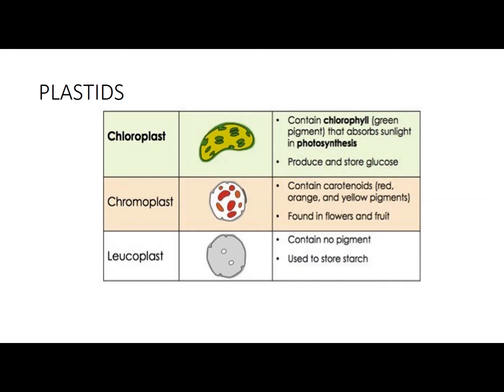The third one is leucoplast. Leucoplast is colorless, means it has no color, or you can say it is transparent. It contains no pigment, and it is used to store starch. Starch is the material that is made by the plant as their food.